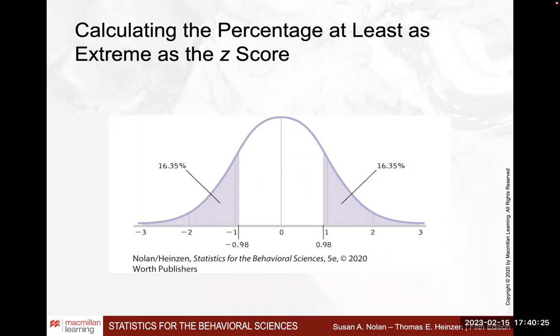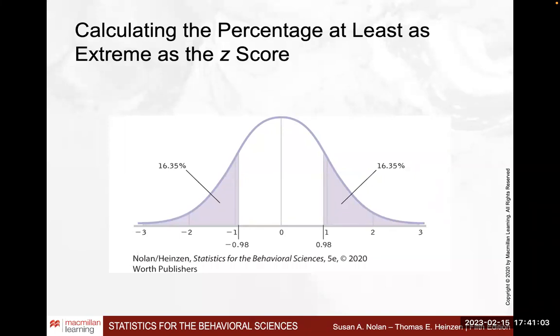So you have in here 0.98, that was, what did we say? 16.35, that's 32.7. 100 minus 32.7 is 67.3. So 67.3% of our data is between a z-score of 0.98 and minus 0.98.